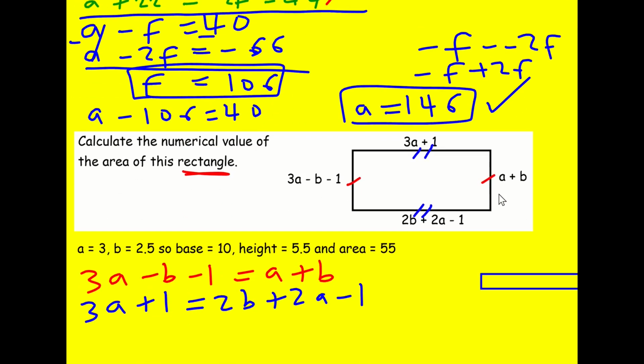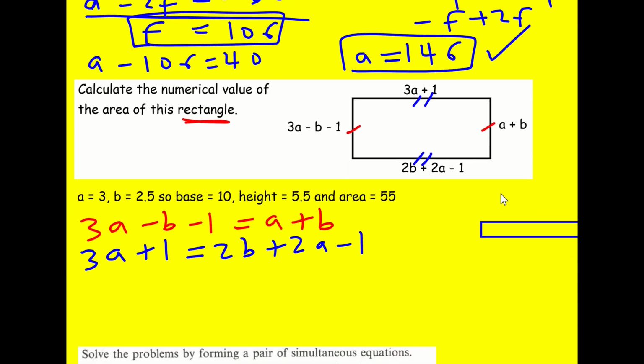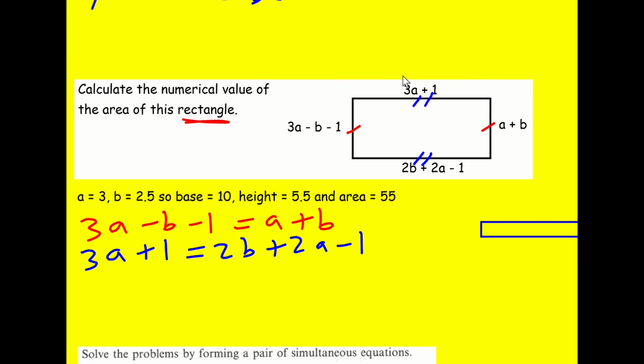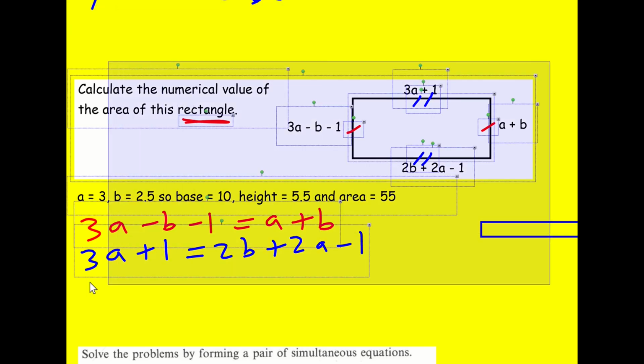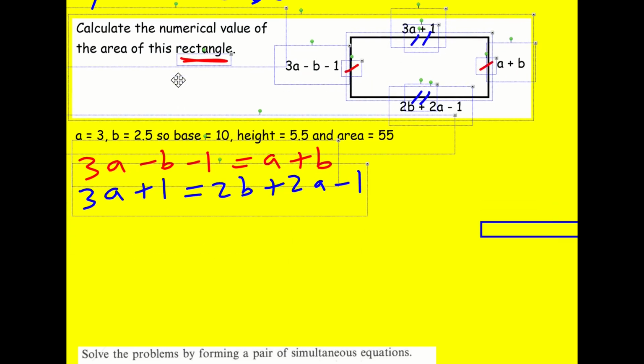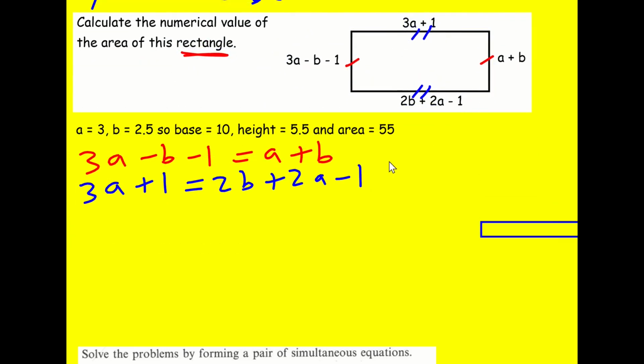Last one. Quite a lot going on here. Again, it's not like the standard format that we've been used to, because I've got unknowns on both sides, so I need to be able to deal with this first. Right, let's do this.